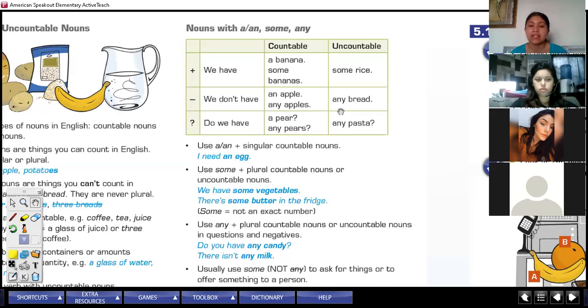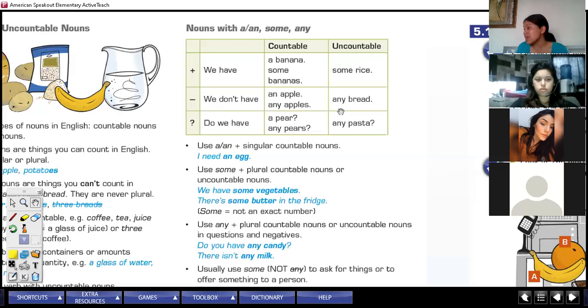Use some plus plural countable nouns or uncountable nouns. Vamos a usar some tanto para contables como para no contables. We have some vegetables. There's some butter in the fridge. What does it mean? No exact number. O sea, I don't know how much. Me sirve el some con el plural. ¿Por qué? Con los contables plurales.